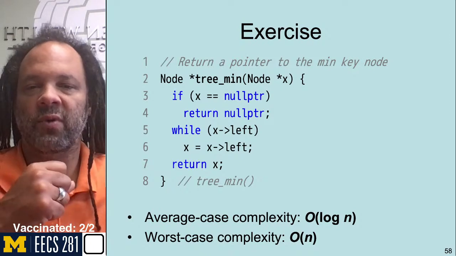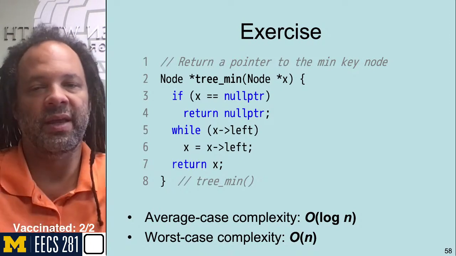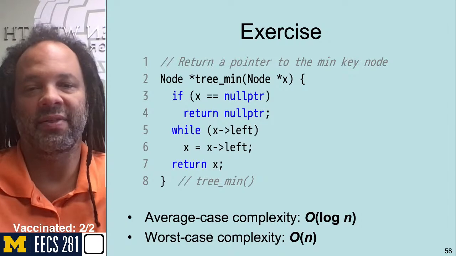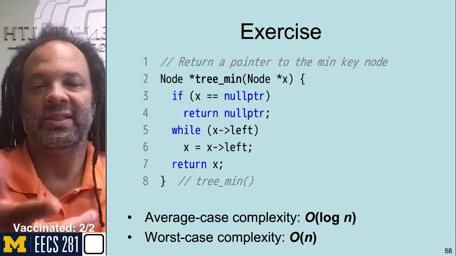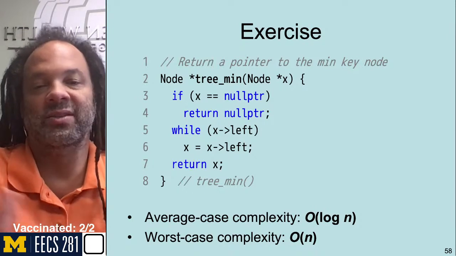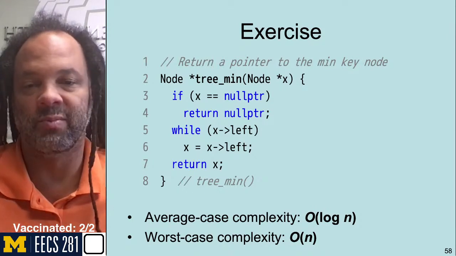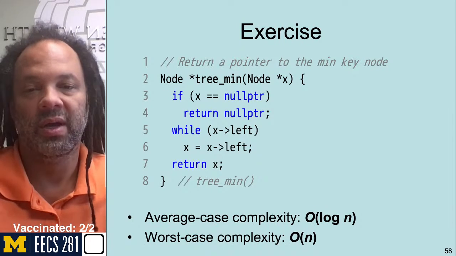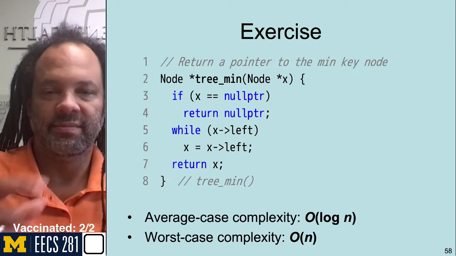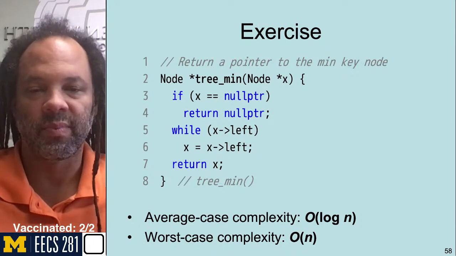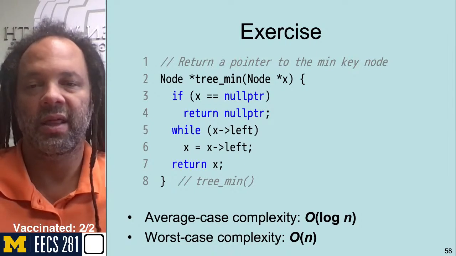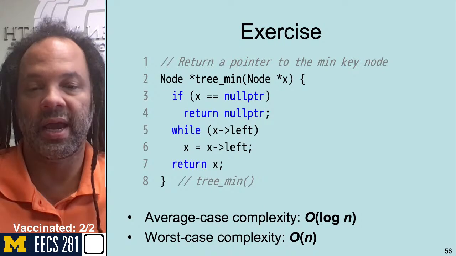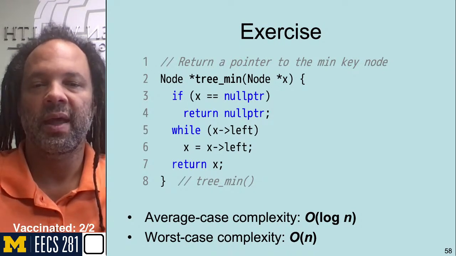So this one is pretty straightforward. If x is a null pointer, then we've found an empty tree. We've got nothing to do there. While x has a left, I'm going to set x equal to x left. As soon as x has no left, I've found the smallest item in the tree. So we return that. Our average case complexity, of course, is because of the average case of the height of the tree. That's a log n. The worst case is linear. So this is tree min.